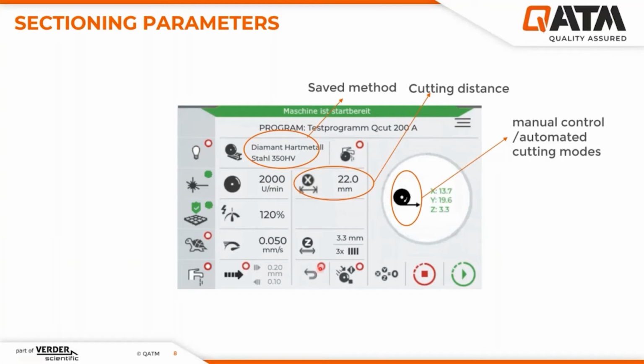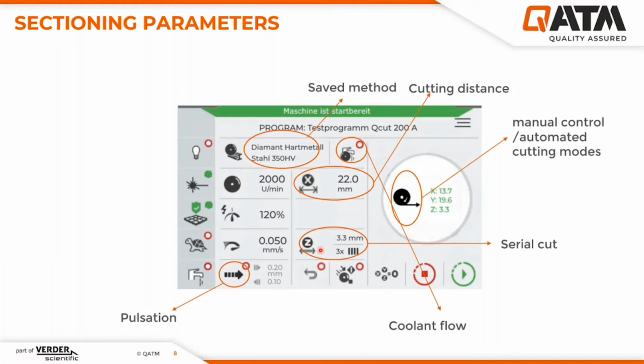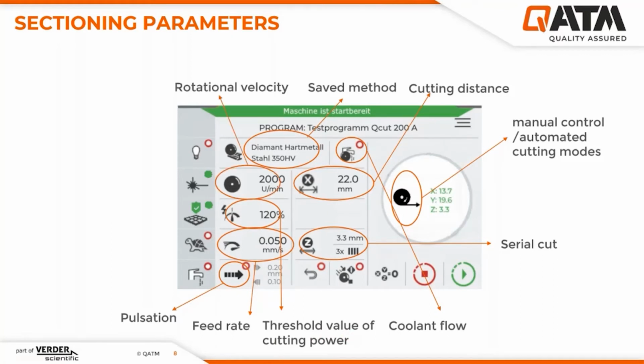You also have to adjust the cutting distance in regard to your part dimensions, can activate a pulsation of the cut, as well as the coolant flow. You also can set some serial cuts where more than one sample is cut from the working piece. Here we adjust the feed rate. We can also set a threshold value for the cutting power, and also can adjust the rotational velocity. Of course, a modern cutoff machine also offers some features that should make cleaning of the machine as well as sample positioning easier.